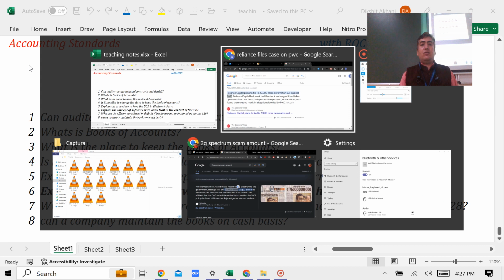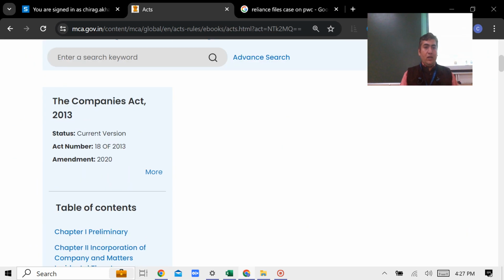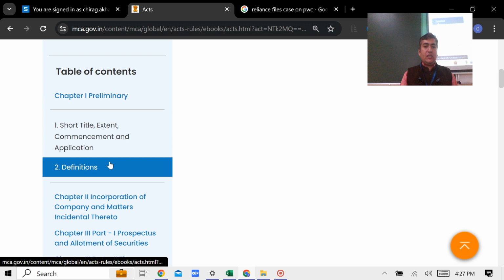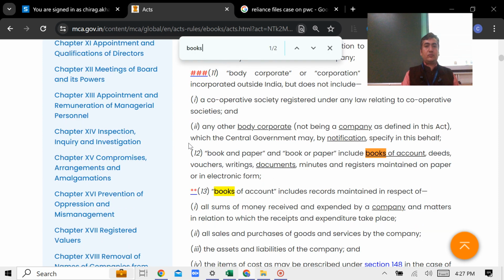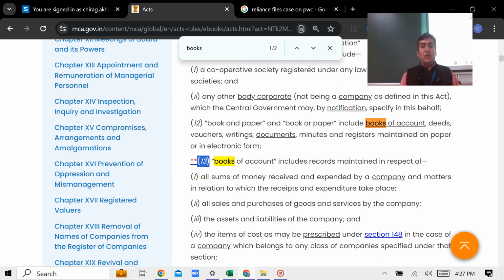Let me tell you what is books of accounts. So I request all of you to come to section 2 now, because books of accounts are provided in the definition section. Section 2 subsection 13 gives the definition of books of accounts. Listen to these words. It says that books of account includes records maintained in respect of all sums of money received and expended. So income and expenditure records, sales records, purchase records, assets records, liabilities records, and if you are manufacturing, then cost records as mentioned under section 148.